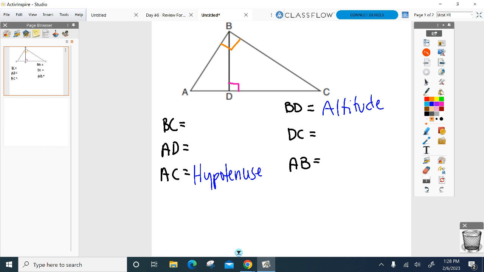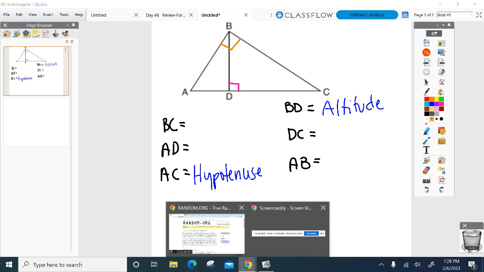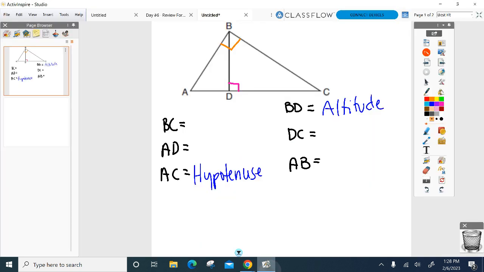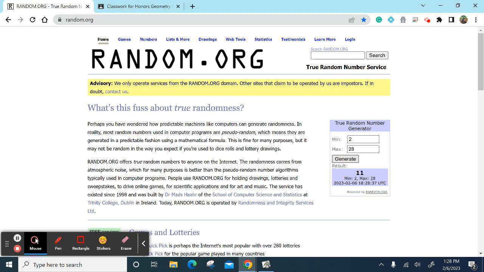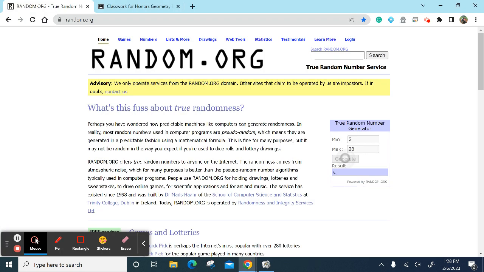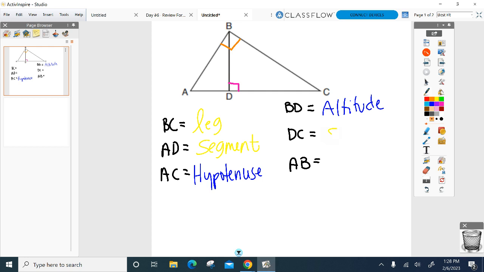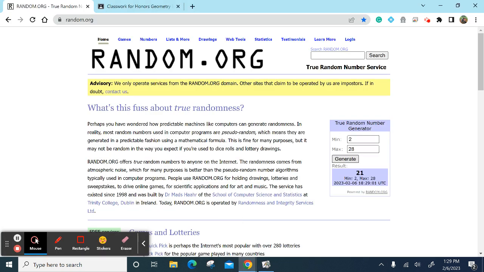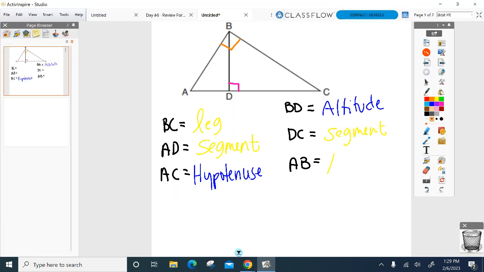Let's talk about the other parts of this triangle while we're here. How about BC? BC would be the what? A leg, as far as Hills and Sass go. That's a leg. How about AD? AD would be considered a segment. DC, what do we got? Another segment, yep. And how about AB? Leg. There we go. Again, this is the diagram you can use Hills and Sass on. Don't add in 30, 60, 45, 45.